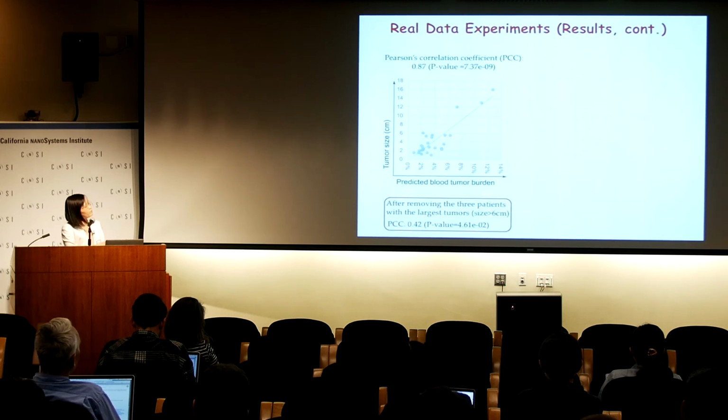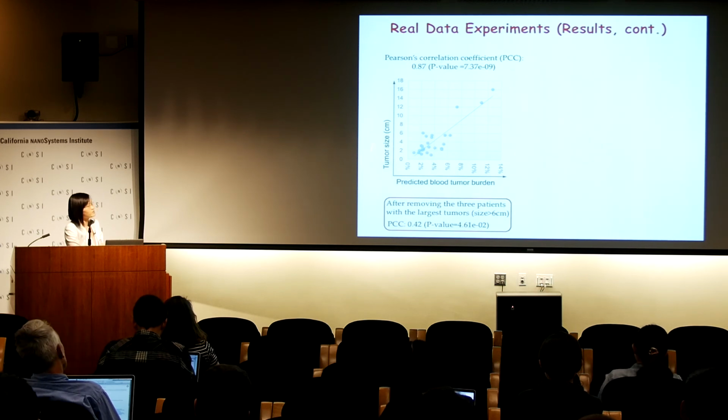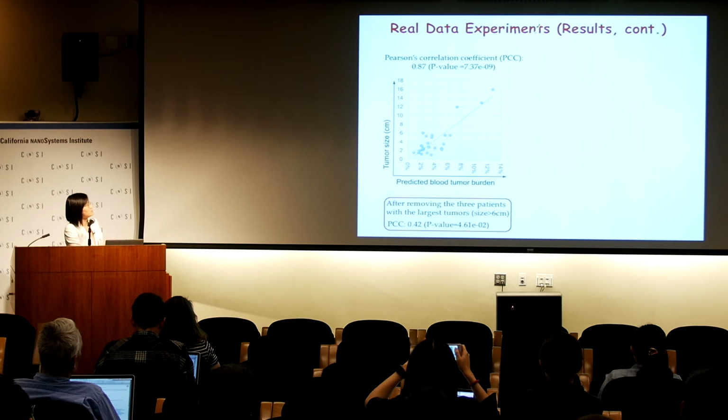And we found that our predicted tumor burden is highly correlated with tumor size. You can see the correlation here is 0.87, and the p-value is very small. Even if we remove the three largest tumors, we still get a pretty good correlation of 0.42.